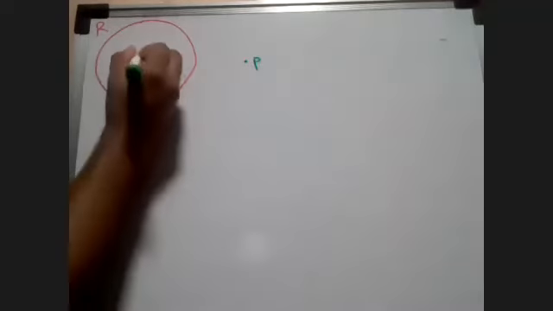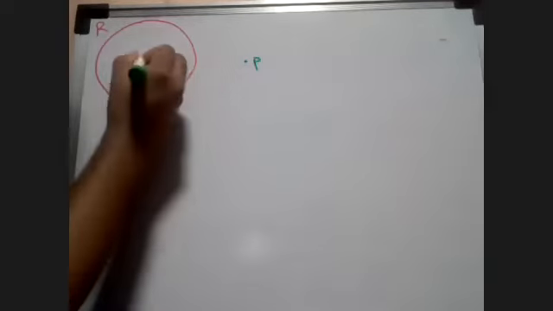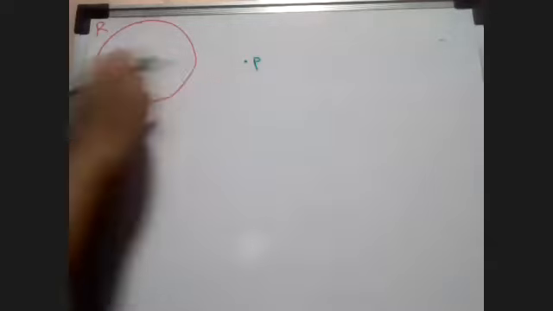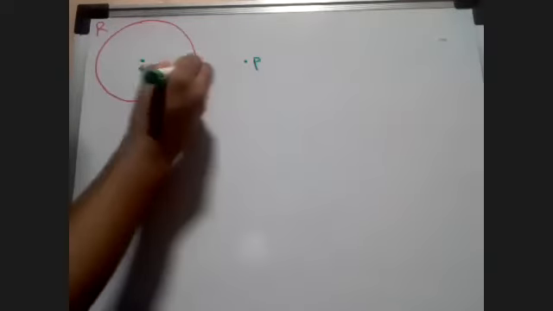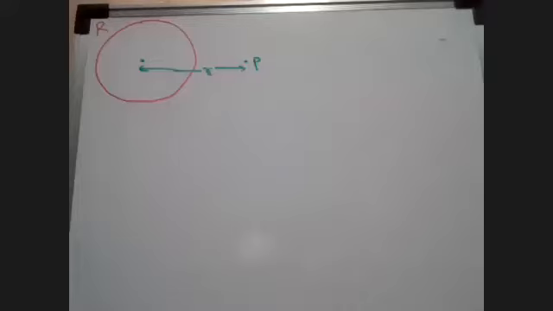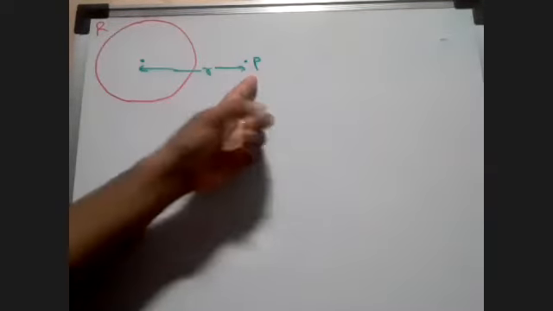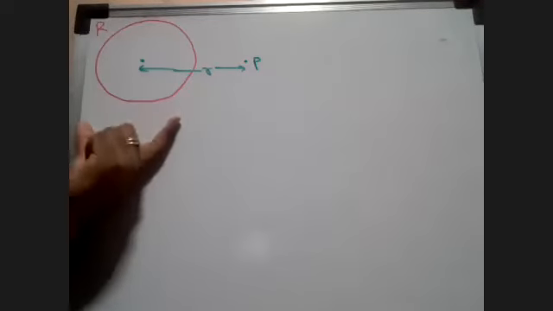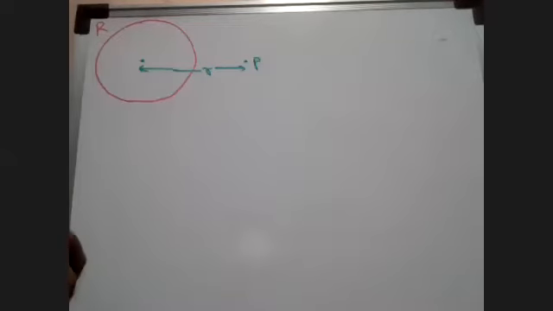Let's consider some basic factors. Let's say that the distance between this point P and the center of the hollow sphere is going to be small r. Let's consider a small element. In order to find the electric field intensity at point P due to this entire hollow sphere, it's not going to be a direct process. It's not going to be a two-step process.